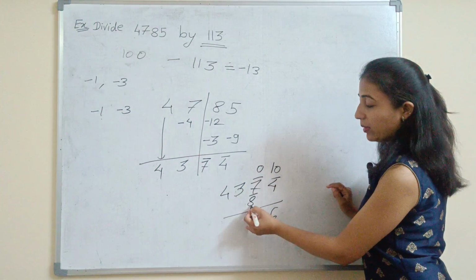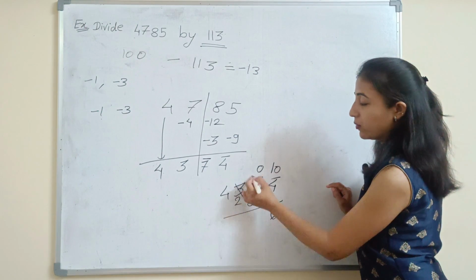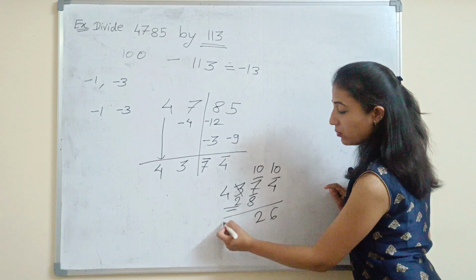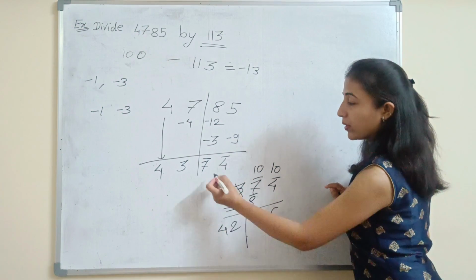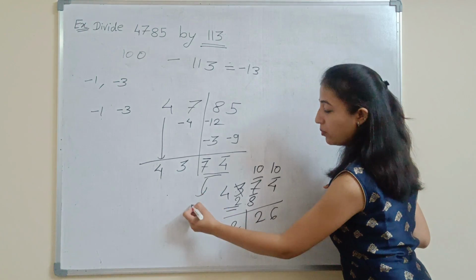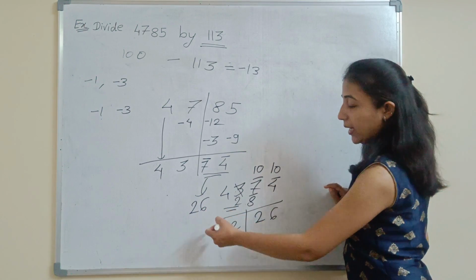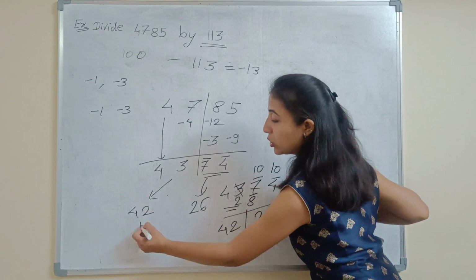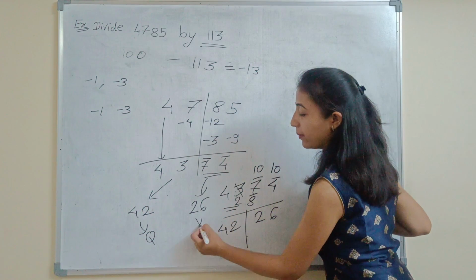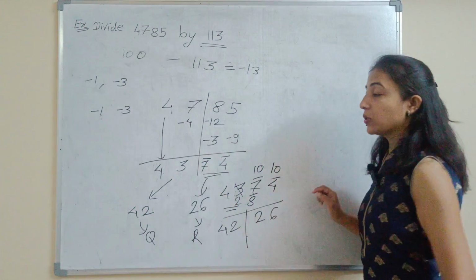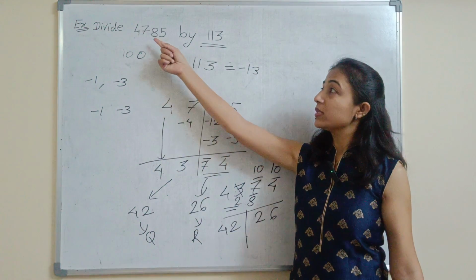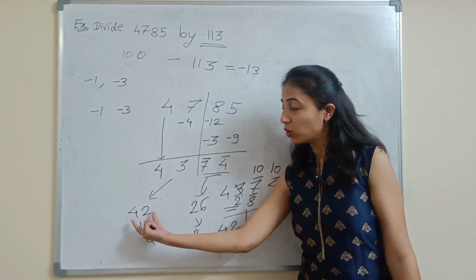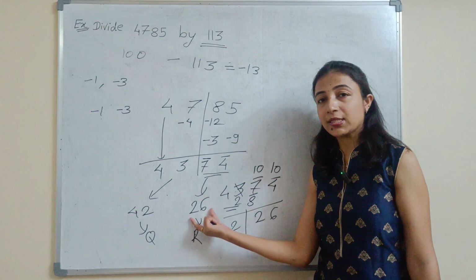Now again 0 minus 8 is not possible, so take 1. So 10 minus 8 is 2 and the next number is 42. Hence if we convert this number into positive, it becomes 26, and for that we are removing the 1 from this number, so it becomes 42. So the quotient is 42 and the remainder is 26. If we divide 7485 by 113, you will get quotient 42 and remainder 26.